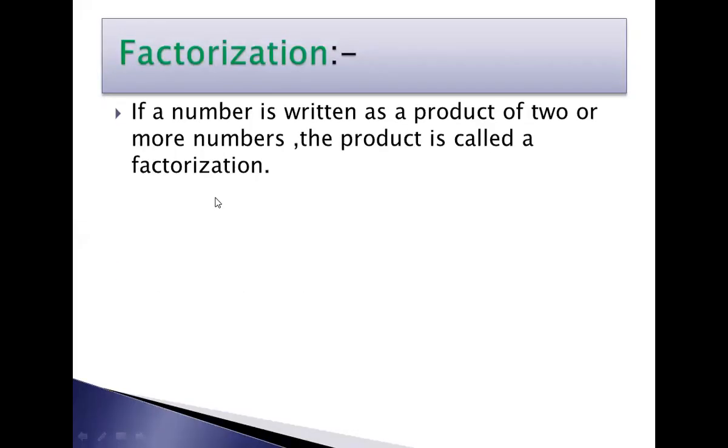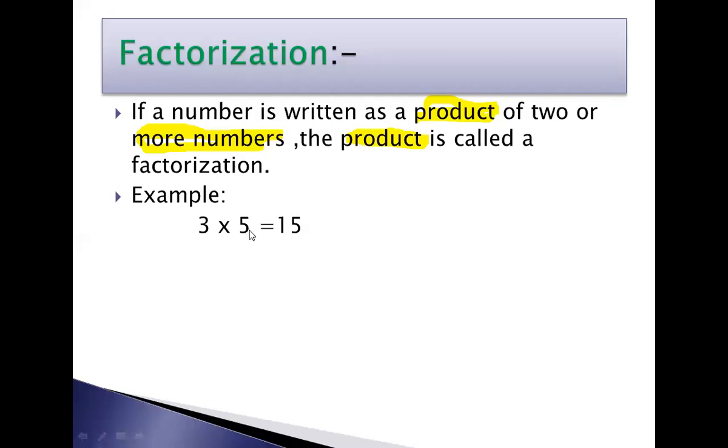Okay, now look at the definition. If a number is written as a product of two or more numbers, if you have any number and it is written in the form of a product, meaning multiply, the product is called factorization. Look at this example here.